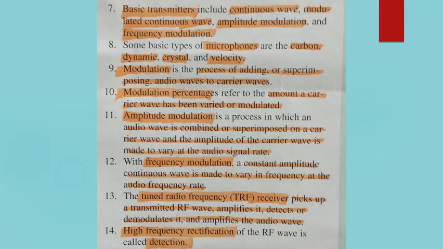Amplitude modulation is a process in which an audio wave is combined or superimposed on a carrier wave, and the amplitude of the carrier wave is made to vary at the audio signal rate. With frequency modulation, a constant amplitude continuous wave is made to vary in frequency at the audio frequency rate. The tuned radio frequency, or TRF, receiver picks up a transmitted RF wave, amplifies it, detects or demodulates it, and amplifies the audio wave.